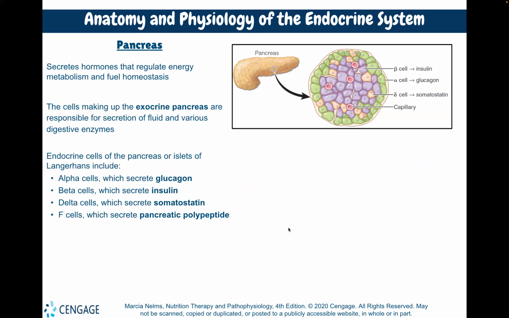Then we have the pancreas. The pancreas we talked a lot about previously because it helps to regulate blood sugar. The pancreas secretes insulin, which helps to usher glucose into the cells, therefore lowering blood sugar. And it also secretes glucagon, which helps to increase the liberation of glucose from glycogen in the liver. So the exocrine pancreas is responsible for secreting digestive enzymes, whereas the endocrine pancreas is responsible for secreting these hormones that we're relating to metabolism.